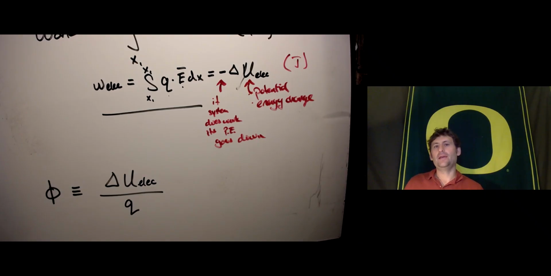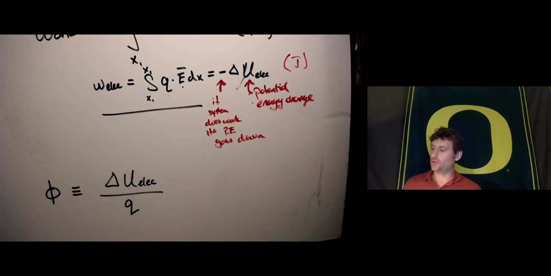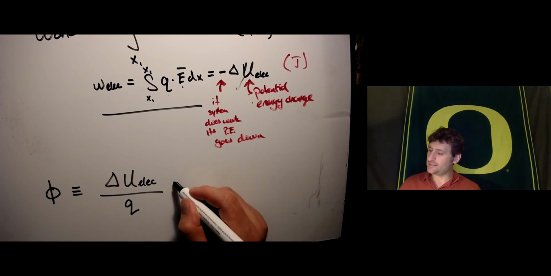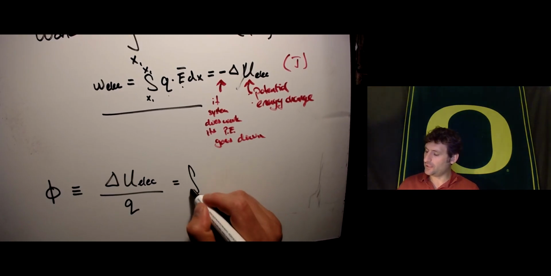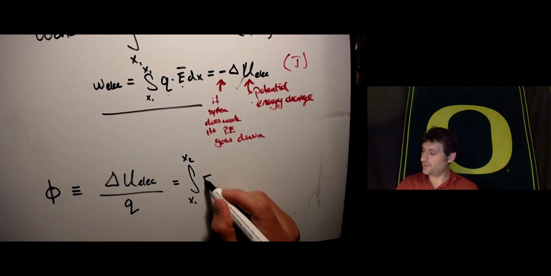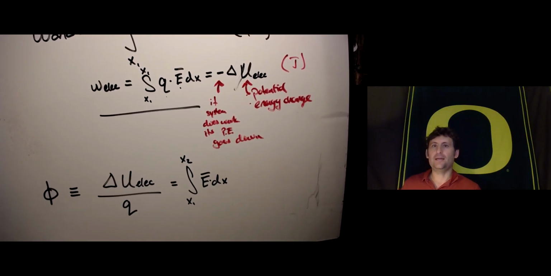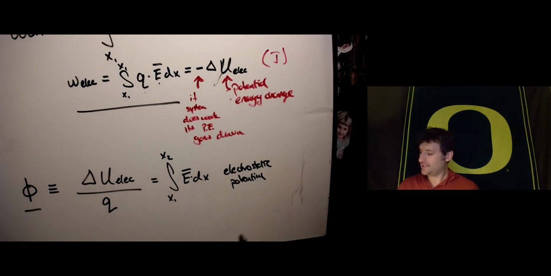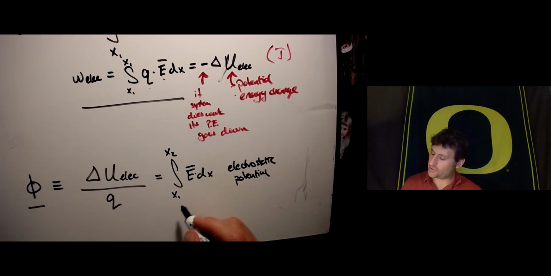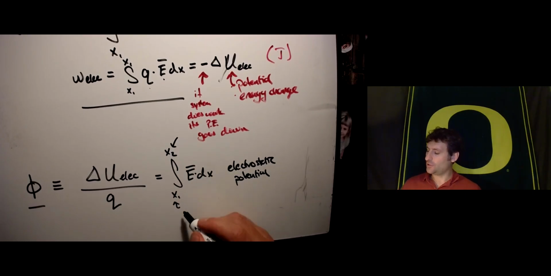Okay. And if I go up to this expression here for the work done, I see that this is in fact simply equal to the integral of the electric field dx, okay? And this is the electrostatic potential. Now, I have chosen this integral to start at x1 and go to x2.